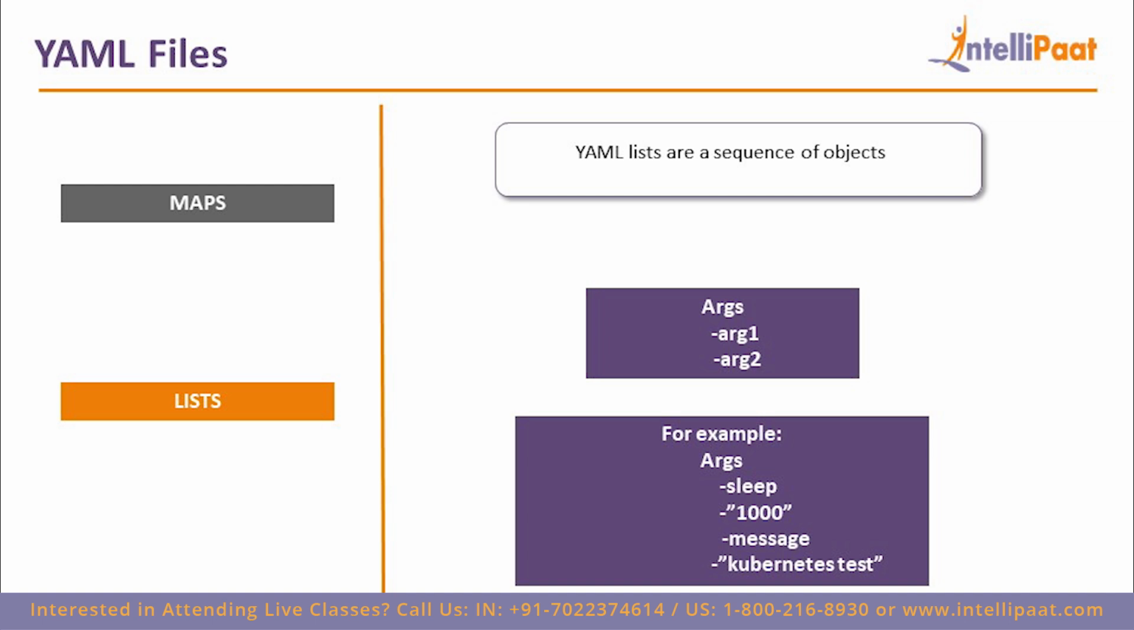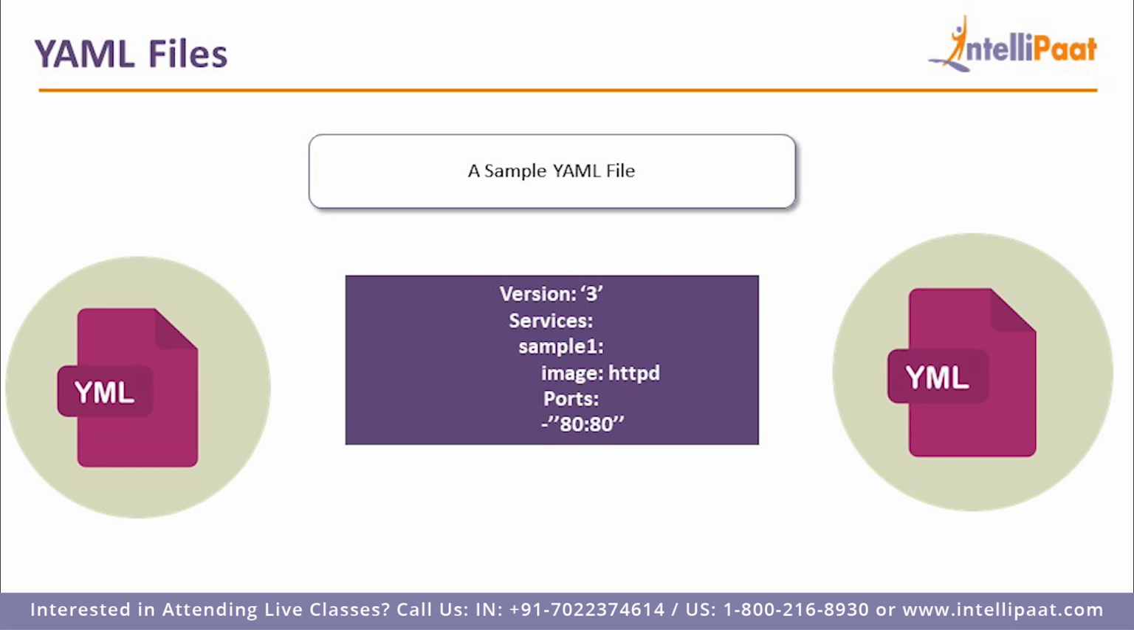This is very different from the map format, where you define something with the help of a key value pair. Inside a list, you can have multiple arguments, a sequence of objects one after the other that you want to define, right? That is how you define lists. So this is a sample YAML file.